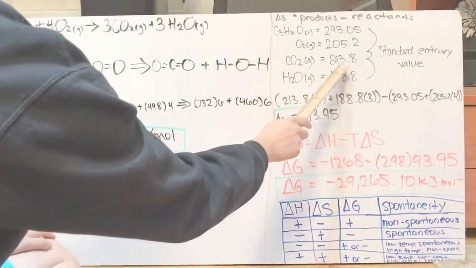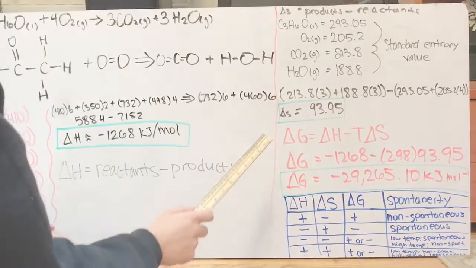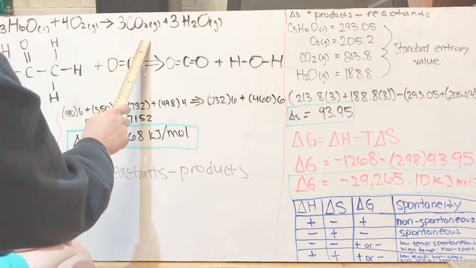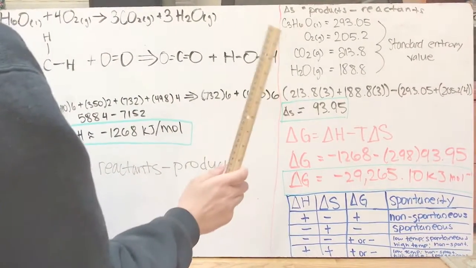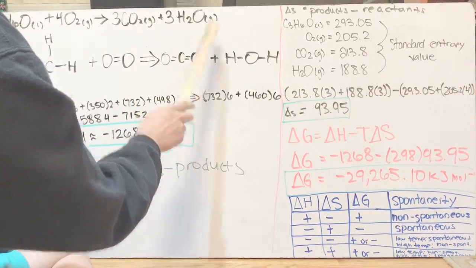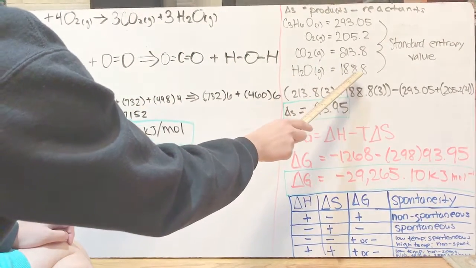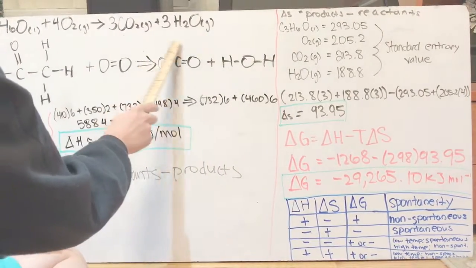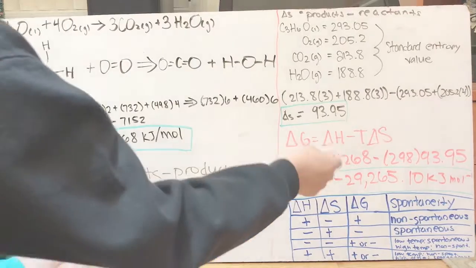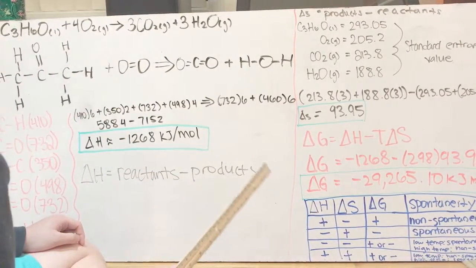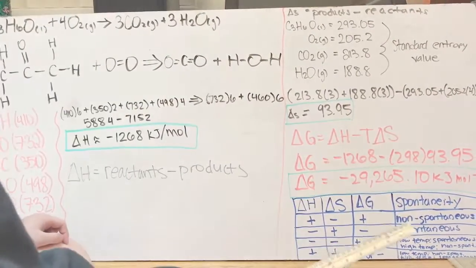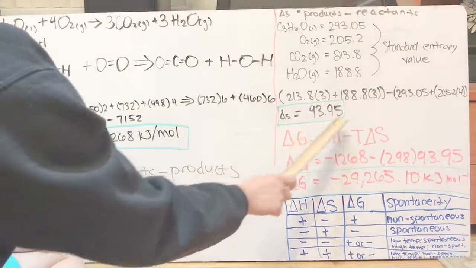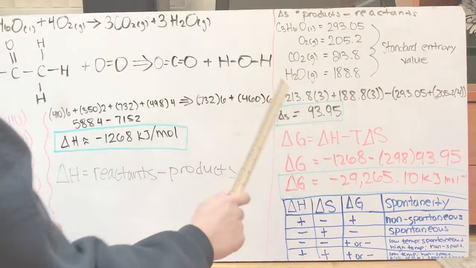So CO2 is 213.8. And then we multiply that value by 3 because there's 3 CO2 in the product side. Next, you see that there is H2O, and each H2O is 188.8. And you multiply that by 3 also, because there's a coefficient of 3 over here. And then you do the same thing for the reactant side. Then you do products minus reactants, and you should get about 93.95. And since it is positive, it will be more disordered.